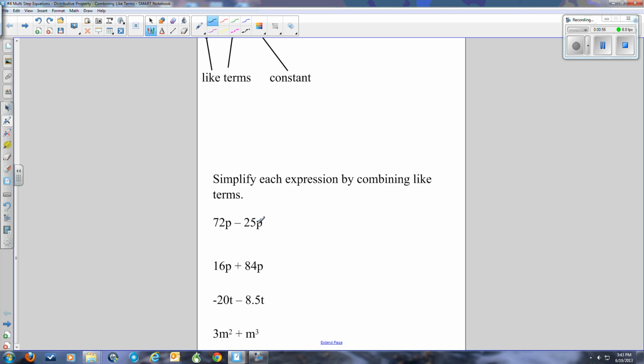So for instance, let's say that we had something like this, 72p minus 25p. Because they both have p's in them, we can go ahead and subtract. We can say 72 minus 25, and we will get 47p. Now, let's say that we have this 16p plus 84p. The variables are the same, so we can add them together. 16p plus 84p gives us 100p.